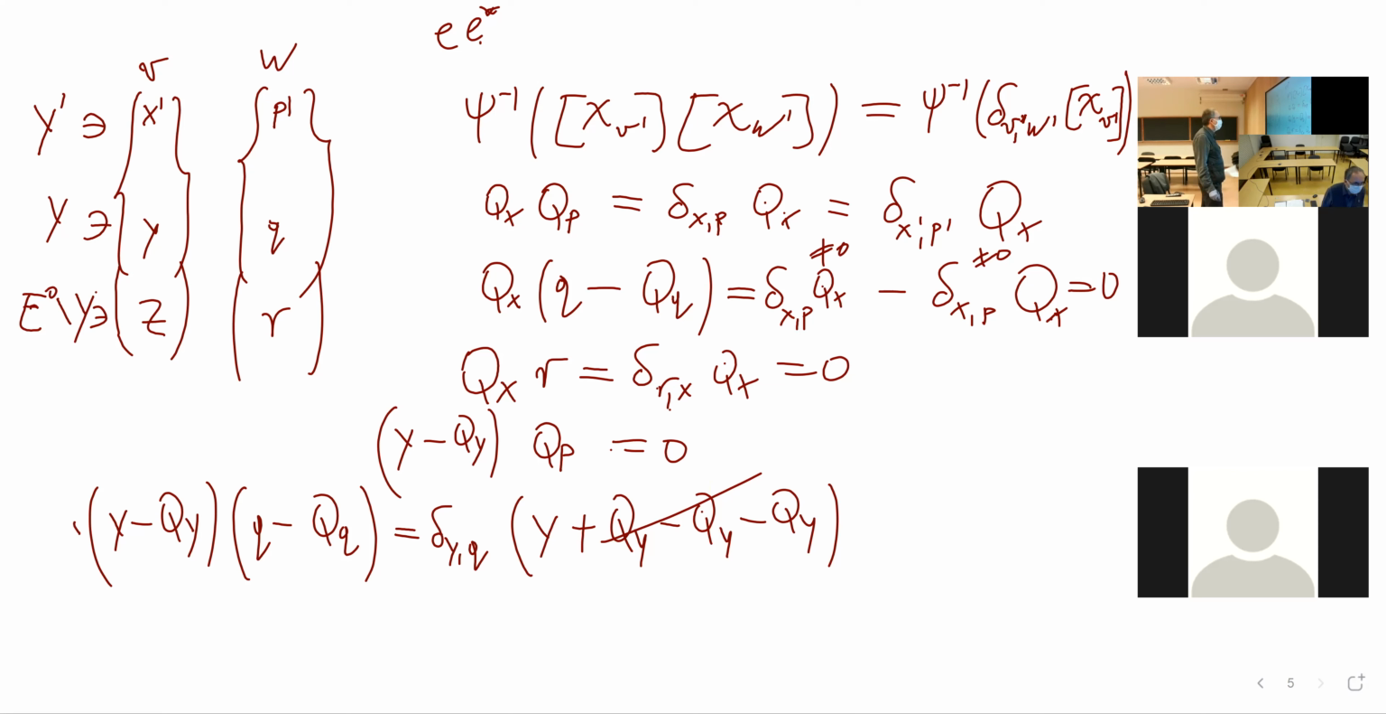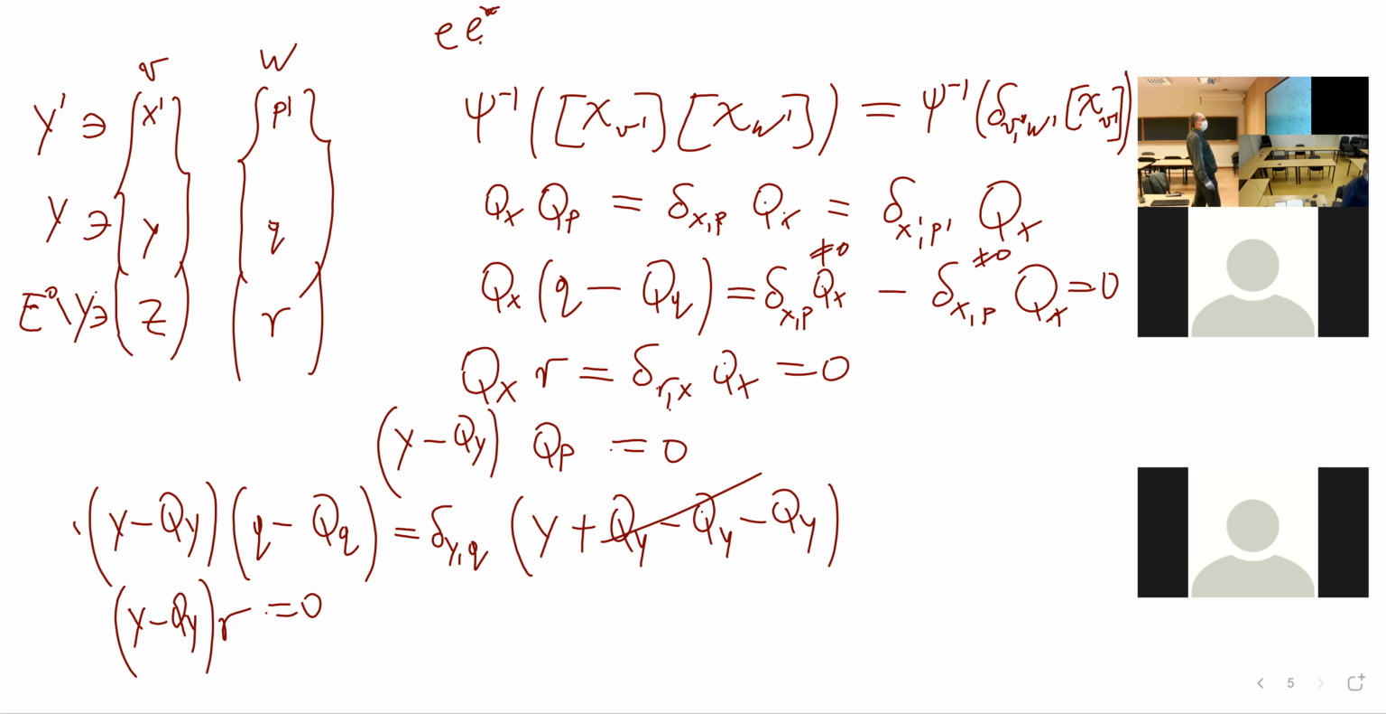Now y and r. Y and r is easy. Just the other. Okay, let me write it down. This is just y minus q y times r. But now, because r cannot be equal to y, this is just 0 as it should be.